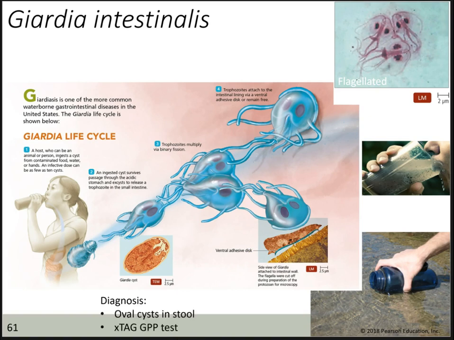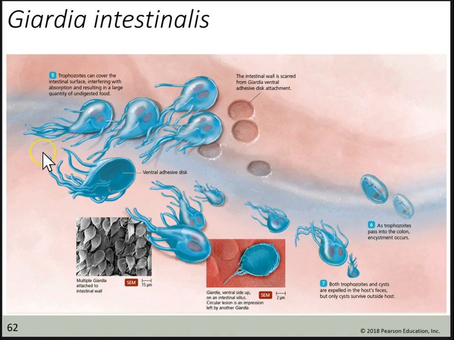Now at this point, you can diagnose this by looking for oval cysts in the stool or that antigen test that I talked about earlier. This parasite uses that suction to attach to the intestinal lining, and it can leave little indentations where it's damaged the cells, and it leaves scars behind from this ventral adhesive disc.